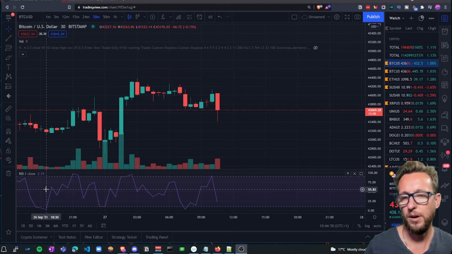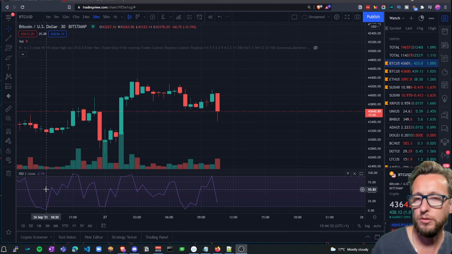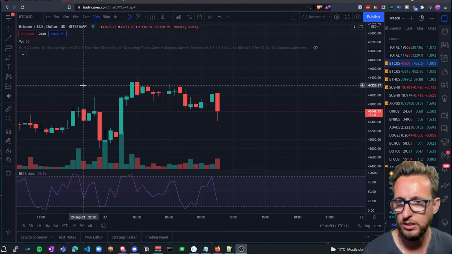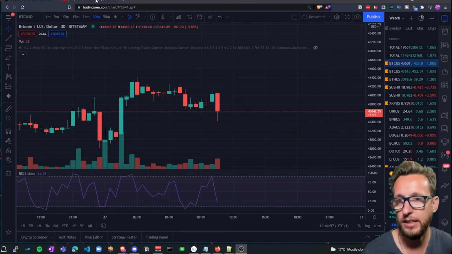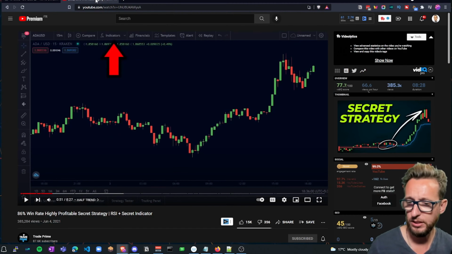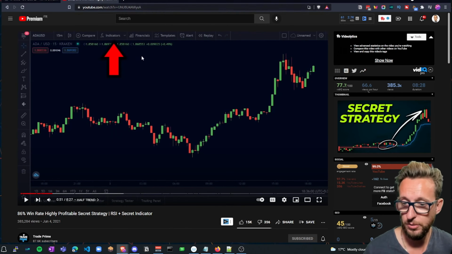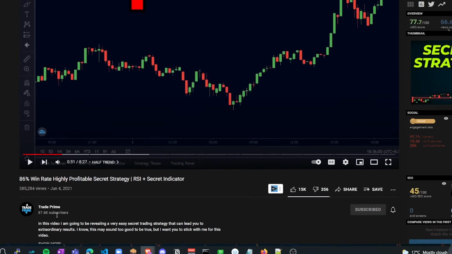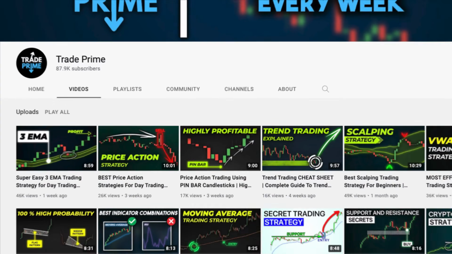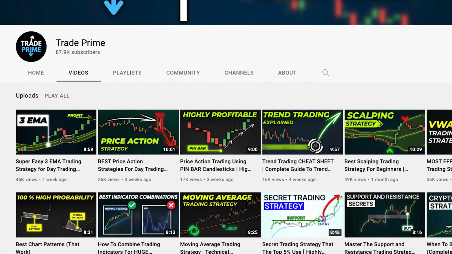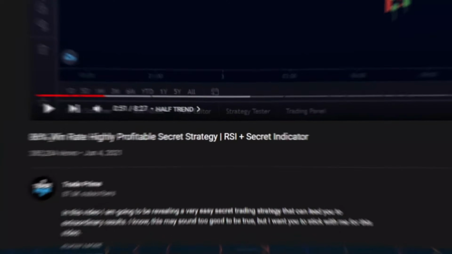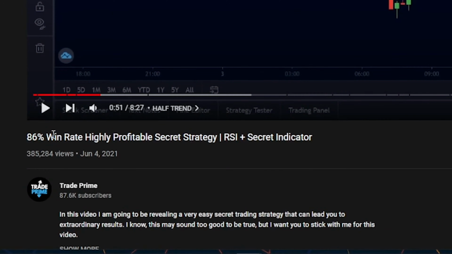Right, here we are on my computer as always on TradingView with a nice clean chart. First thing I'm going to do is give credit where credit is due. I found this trading strategy on YouTube on a trading channel called Trader Prime. He does a lot of trading strategies manually, goes through all of them step by step. It says it has an 86% win rate with highly profitable. We're going to find out if that's true by using code.